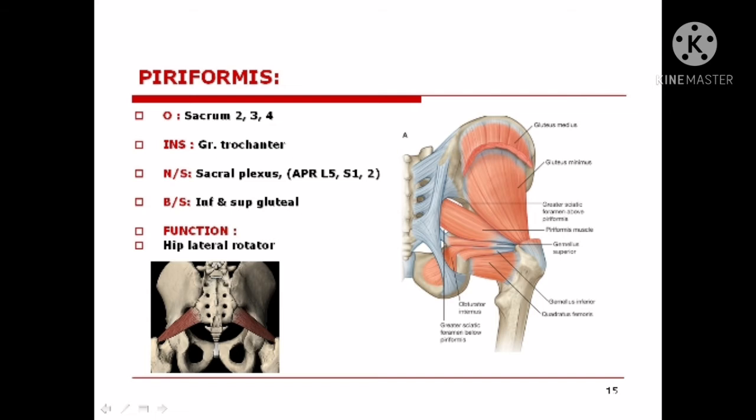This muscle passes through the foramen that is called the greater sciatic foramen, through which the well-known sciatic nerve also passes. The sciatic nerve passes underneath this particular muscle, and sometimes this muscle, due to some reasons, goes in spasm and presses upon the sciatic nerve and causes pain in the distribution of the sciatic nerve.